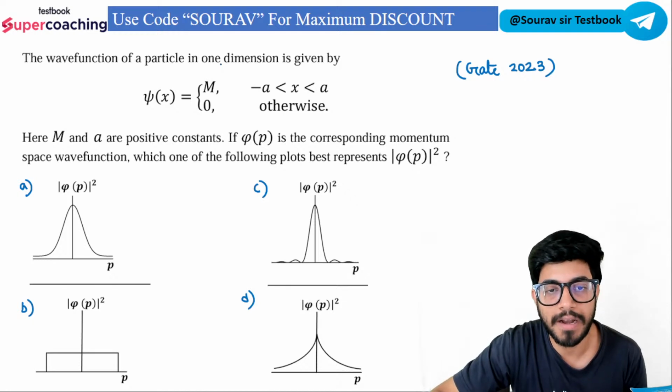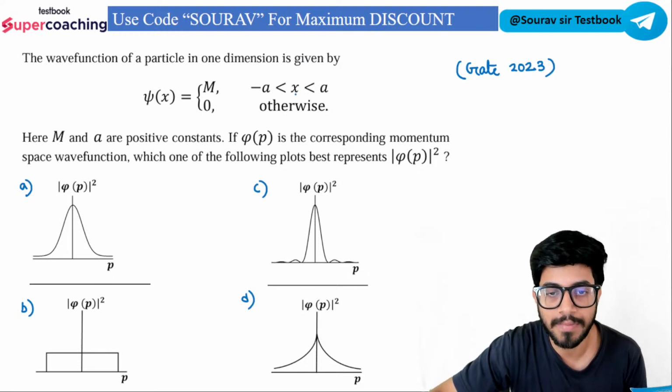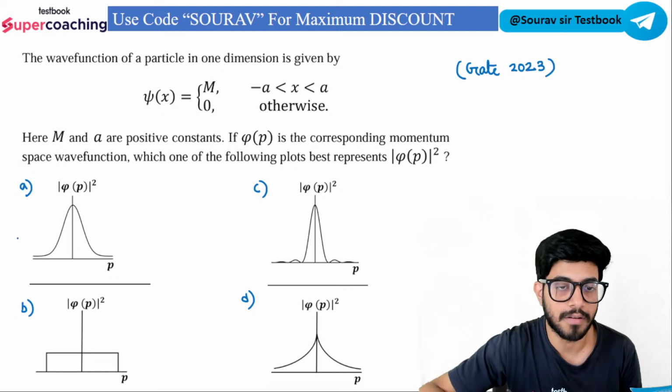Wave function of a particle in one dimension psi of x is given for x greater than minus but less than plus h m and it's zero otherwise. Here m and we are positive constants. If phi of p is the corresponding momentum space wave function, which one of the following plots best represents the mod square of phi of p?